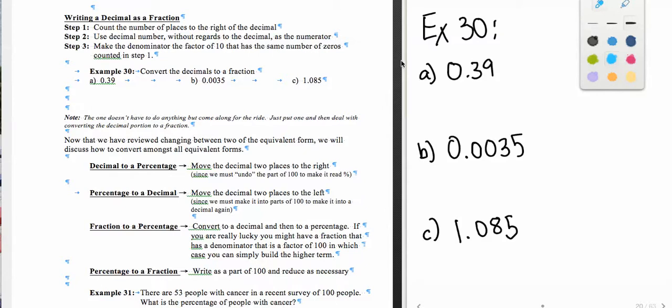Okay, this is writing section 2.5 continued, and we're writing decimals as fractions this time. In order to write a decimal as a fraction, you're going to do one of two things.